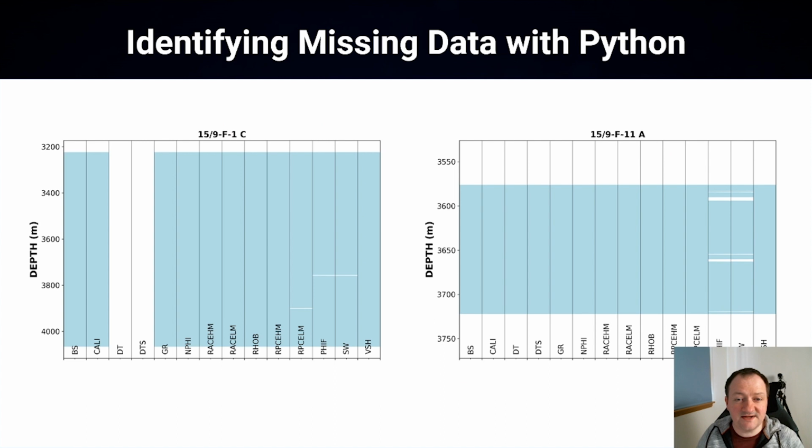There are a few ways in Python that we can identify missing data. An example here uses matplotlib and pandas to identify where missing data values are and plots it in this handy visualization. This allows you to quickly identify where you have data and where you do not. So for example, in the well on the left we can see that DT and DTS curves are both missing, and on the right hand well we can see that they are present. However, both phi-F and SW contain a small amount of missing data.